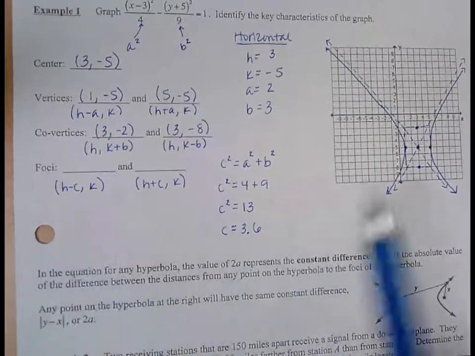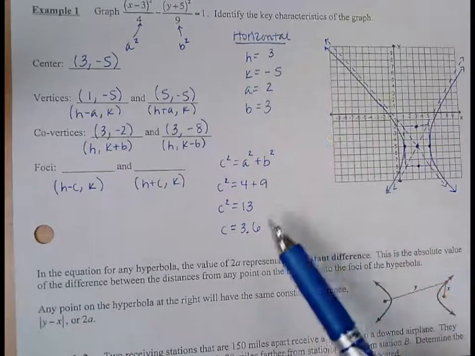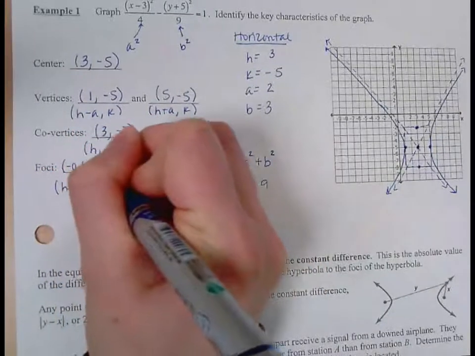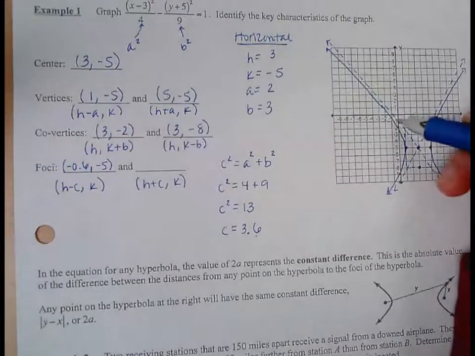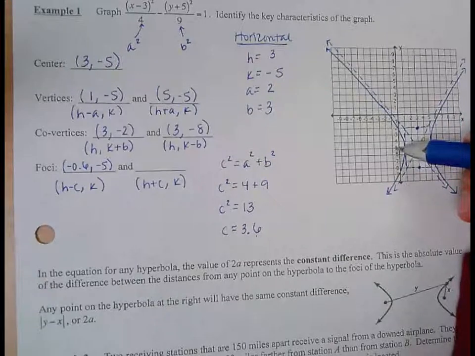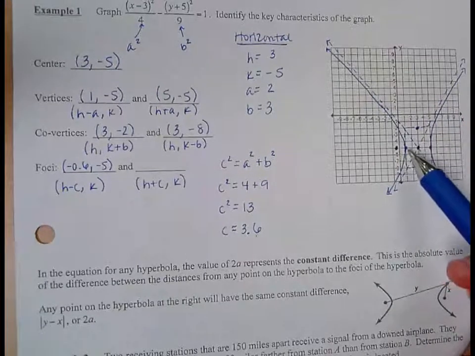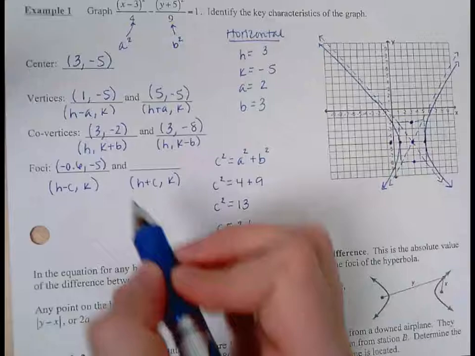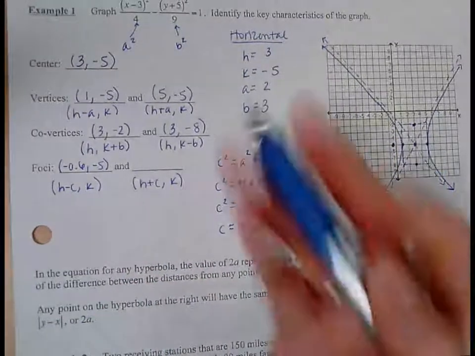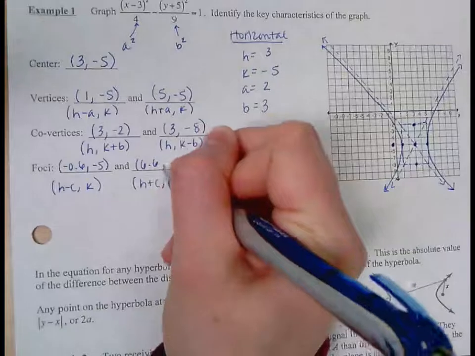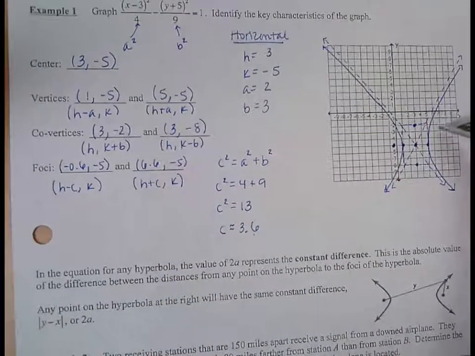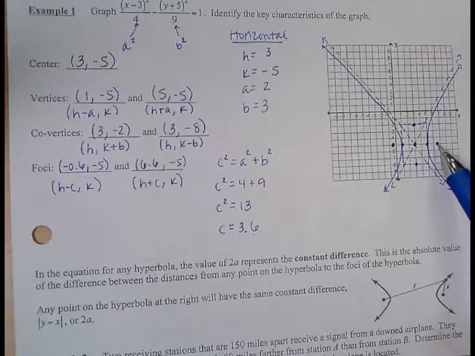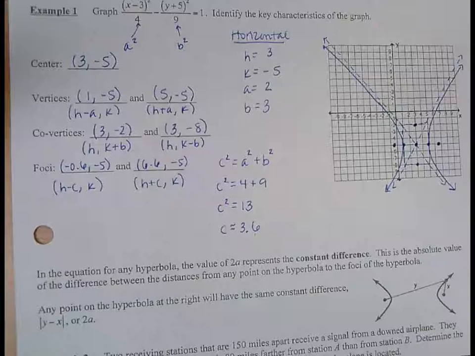So H minus C would be 3 minus 3.6, so negative 0.6, and then K is negative 5. So that does appear correct because it's inside of that left opening half of the hyperbola. And then H plus C, 3 plus 3.6, would be 6.6, negative 5. And that does appear correct as well, that it's inside of that right opening half.